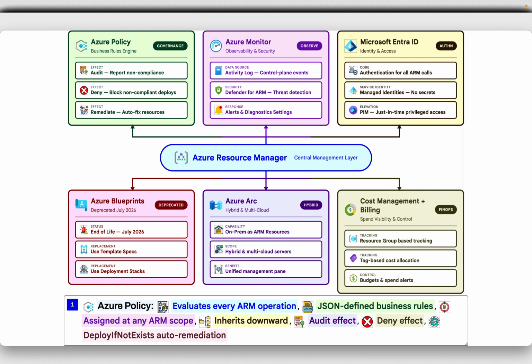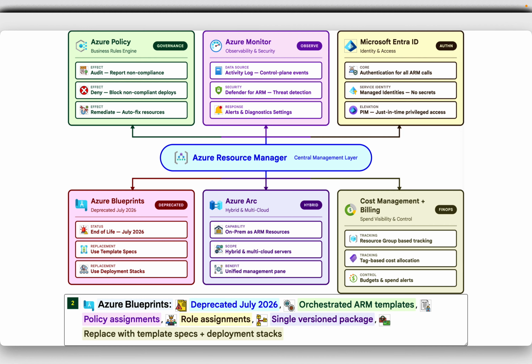10th topic, how ARM integrates with other Azure services. Azure Policy evaluates every ARM operation against JSON-defined business rules. Policies can be assigned at any ARM scope, inherit downward, and produce effects like audit, deny, and deploy if not exist for auto-remediation. Azure Blueprints is actually deprecated in July 2026. It used to orchestrate ARM templates, policy assignments, and role assignments as a single versioned package. Microsoft now recommends replacing it with template specs combined with deployment stacks.